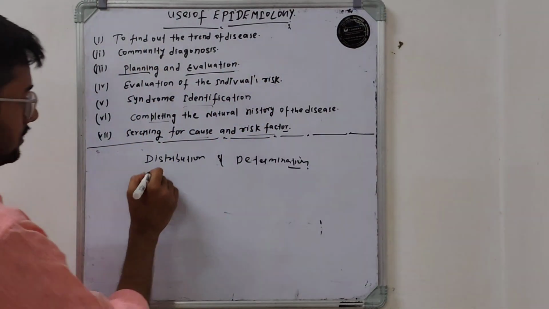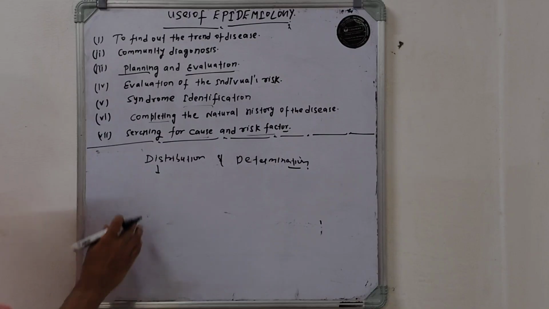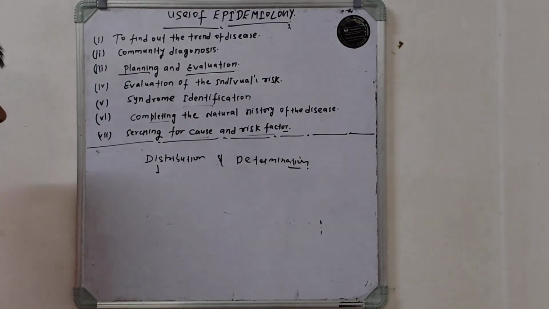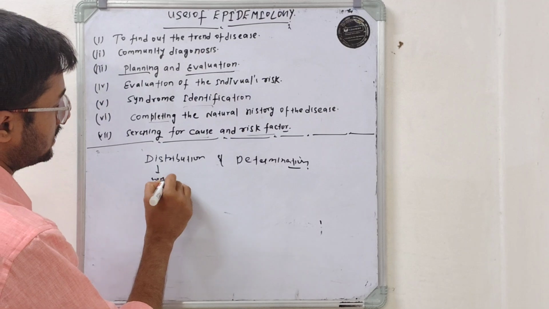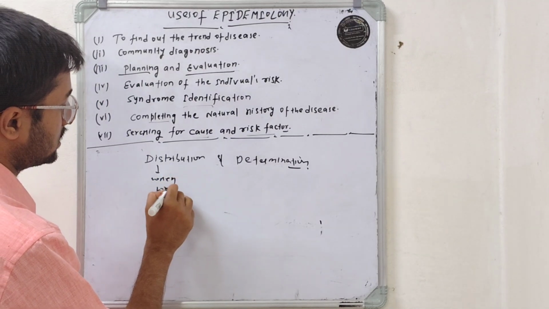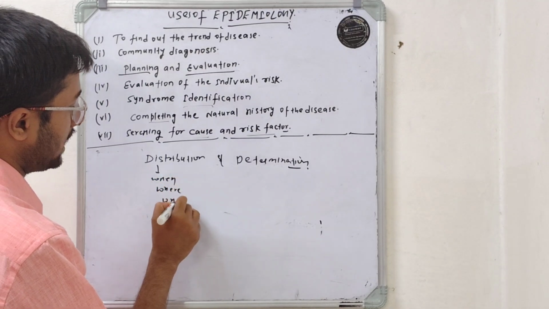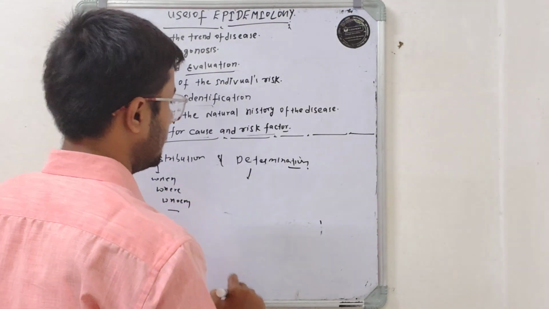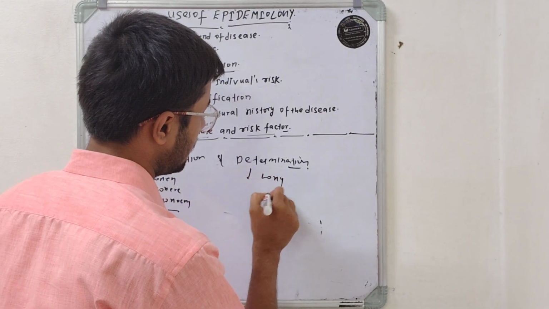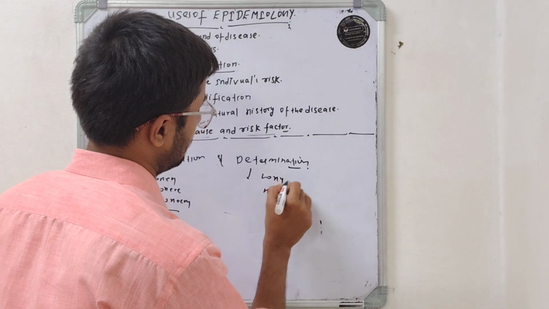What are the things included under the distribution? In distribution, three things are included: when the disease occurs, where the disease occurs, and whom the disease affects. While determinants tell why the disease occurs and how the disease occurs.